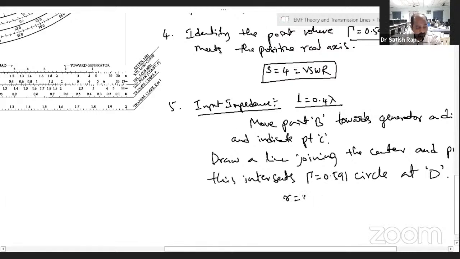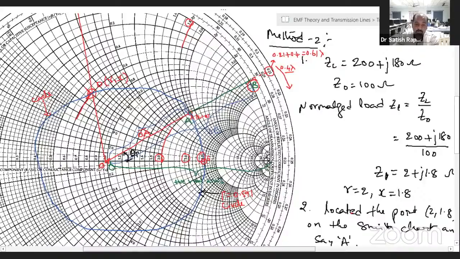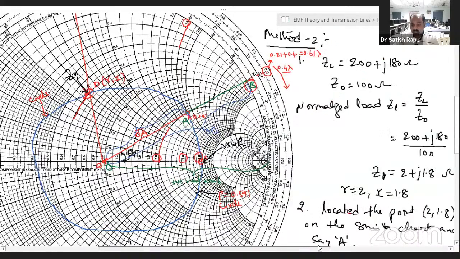R is equal to 0.4 and x is equal to 0.72. So therefore, Zin is equal to 0.4 plus j0.72 ohms. So this is the input impedance of the given transmission line. This point is nothing but the input impedance. This point is nothing but the VSWR. And if you calculate that, you will get it.